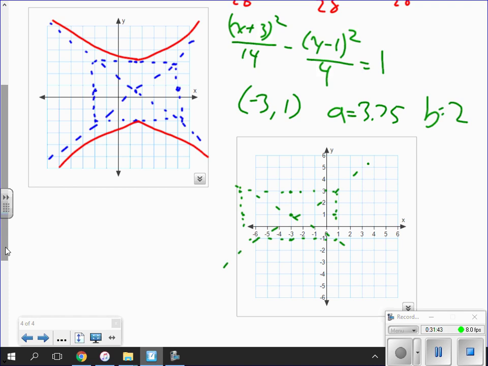Okay, and which way does it open? Left and right? B is always up and down, A is always left and right. And A is always under the X, B is always under the Y. Questions?